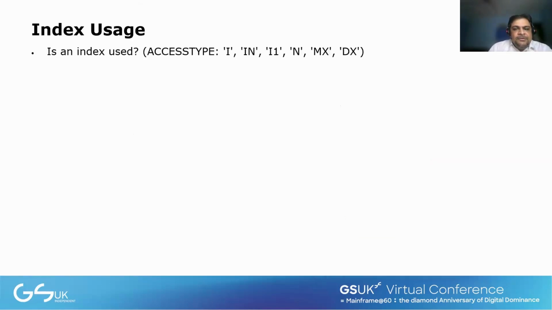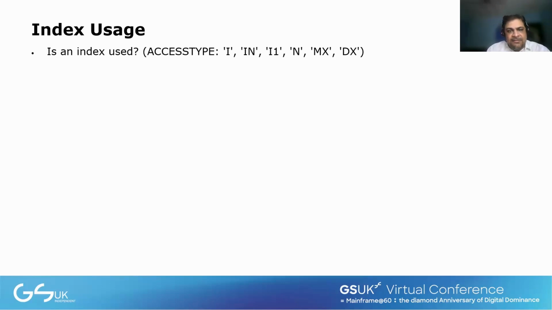So we'll go through and see some values in some key columns like access type. Access type can have values like IN, I1, N, MX, DX. If it has N, N means an in list has been used. What happens if you mention an in list? The optimizer breaks it down to equal or greater than or less than predicates based on the in list, and it rewrites those predicates for your query. So it has different implications for that.